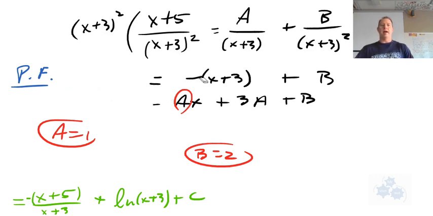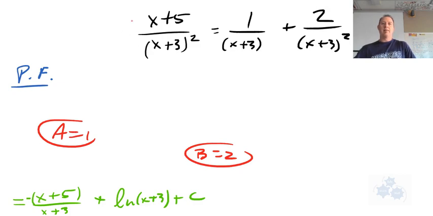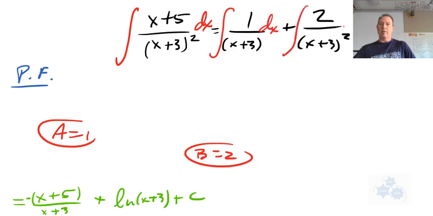So what does that mean here now? Okay, let's go back and give me some room. I'll choose a color, like black. I know it's not really a color. So A is 1, B is 2. Okay, that is awesome. So now if I go back to the integral dx, this is now the integral of 1 over x + 3 dx plus the integral of 2 over (x + 3)² dx.